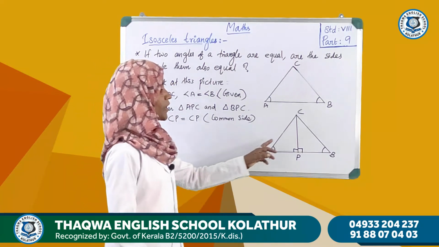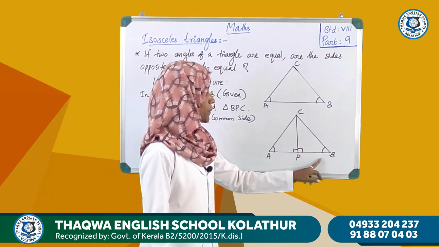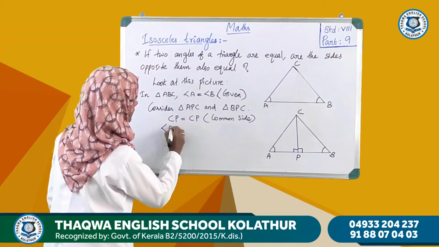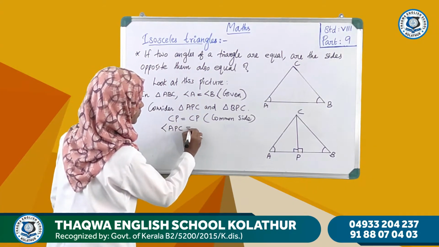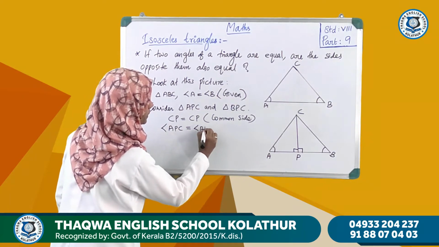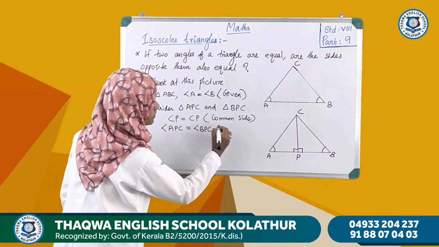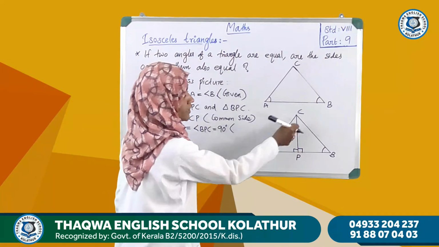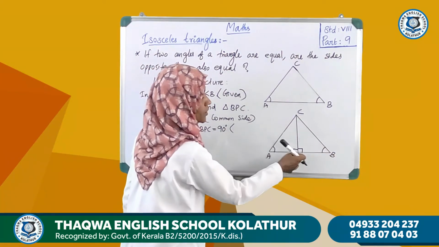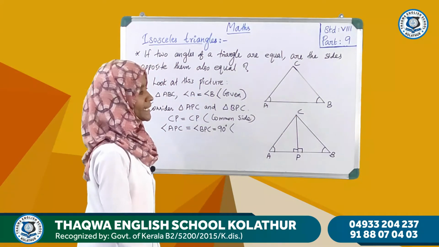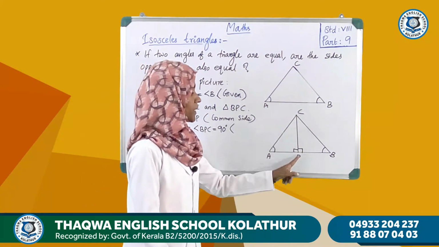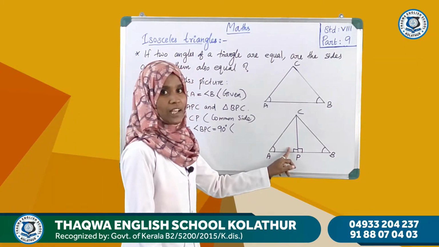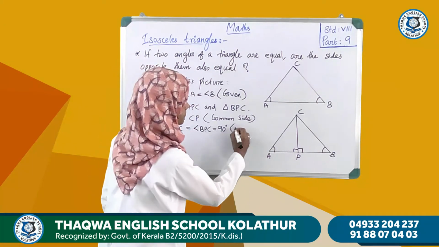Okay. Now next step, CP is perpendicular to AB. That is, angle APC equals angle BPC equals 90 degree. What is the reason? Why? CP is perpendicular to AB and these two angles form a linear pair.